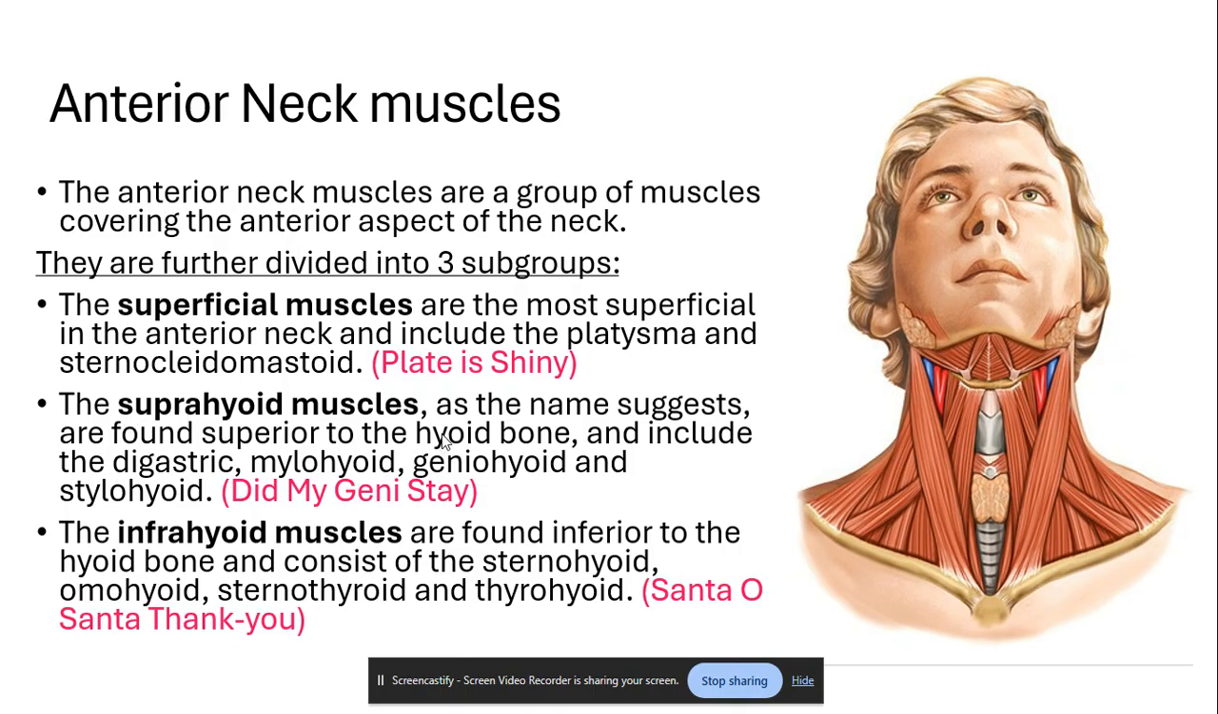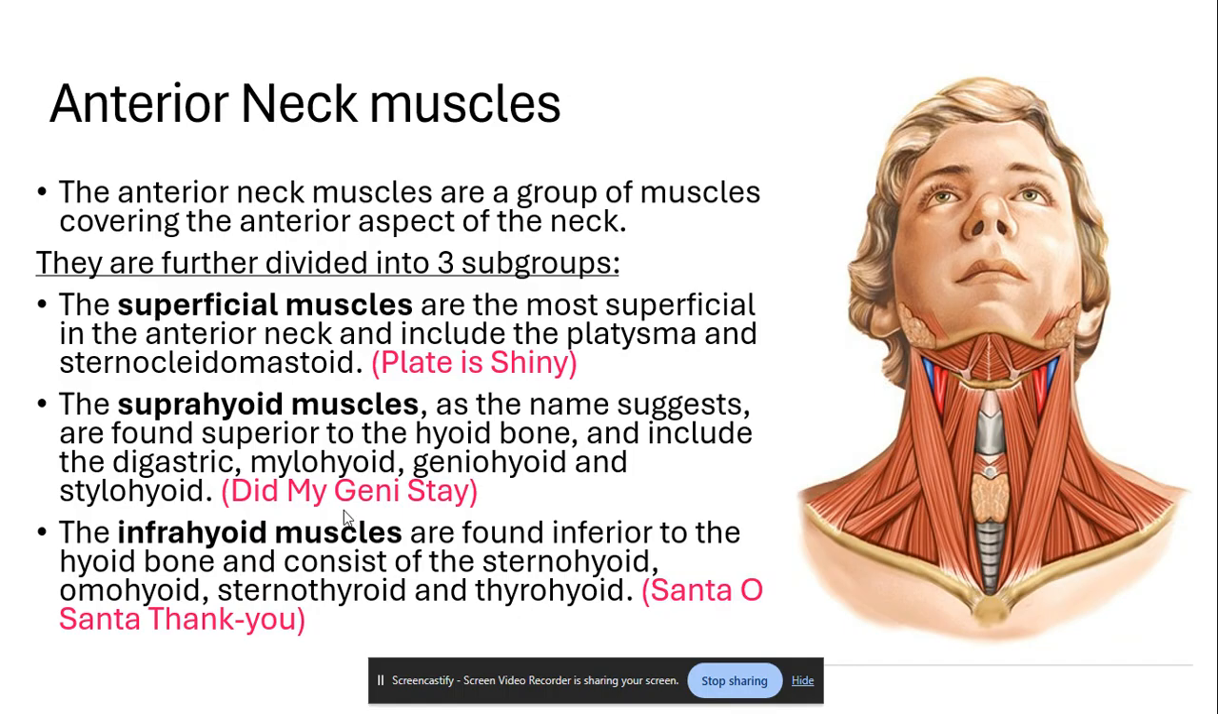The suprahyoid muscles, as the name suggests, are found superior to the hyoid bone. As you can see, the yellow bone is the hyoid bone. They include the digastric, mylohyoid, geniohyoid, and stylohyoid. So: did my genie stay? D for digastric, my for mylohyoid, genie for geniohyoid, and stay for stylohyoid. So that's the suprahyoid muscles.